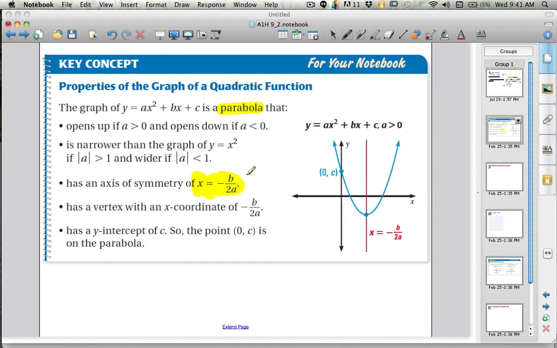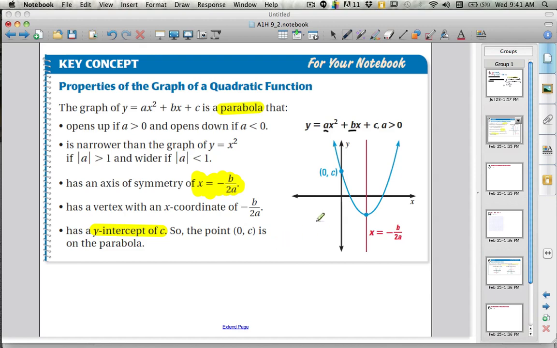So in standard form, the way to find the x-coordinate of the vertex is to use this formula: the x-coordinate of the vertex is the opposite of b over 2 times a. So we're going to use b and a in order to find it. Okay? And once we know where the x-coordinate is, then a vertical line through that is where our axis of symmetry is. And the y-intercept is always c. Okay, the y-intercept is always c.